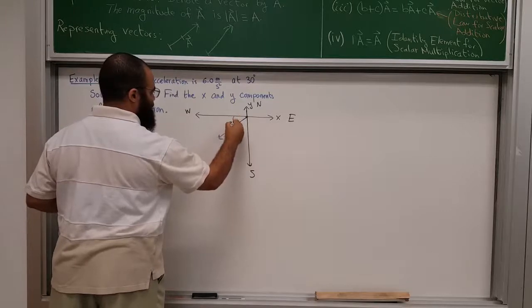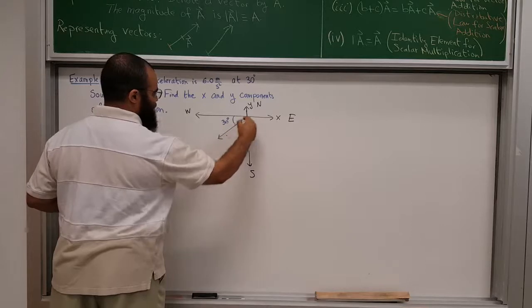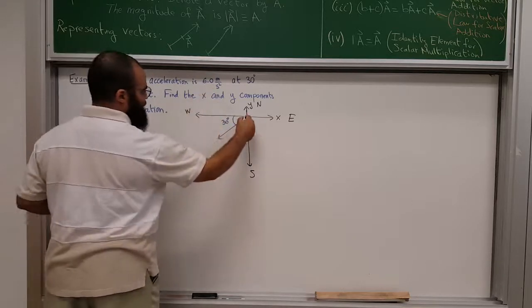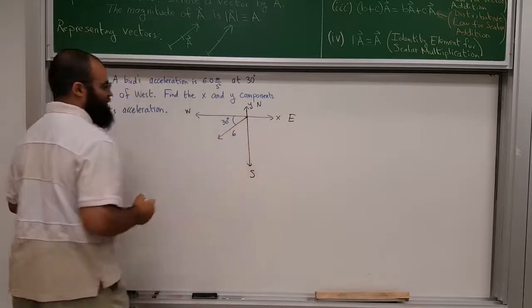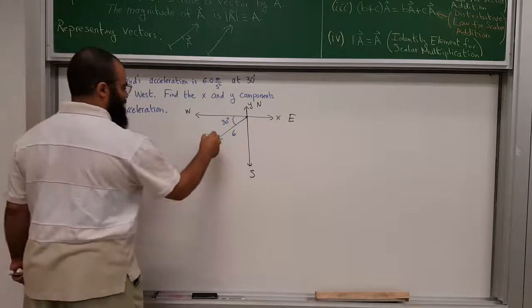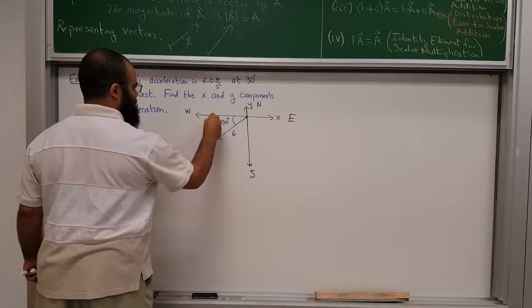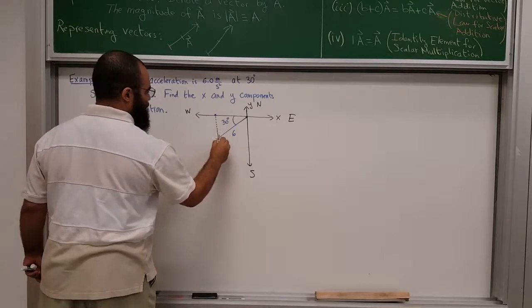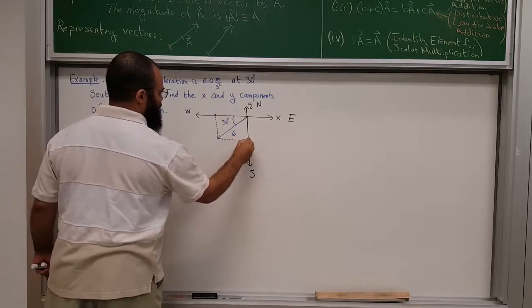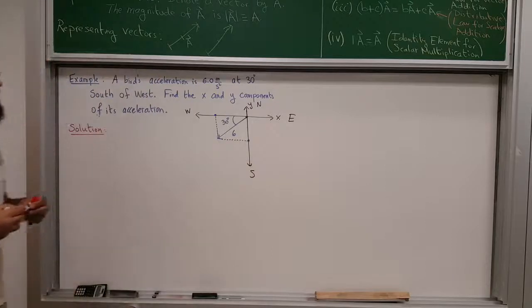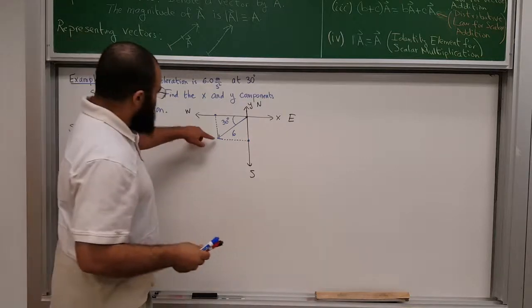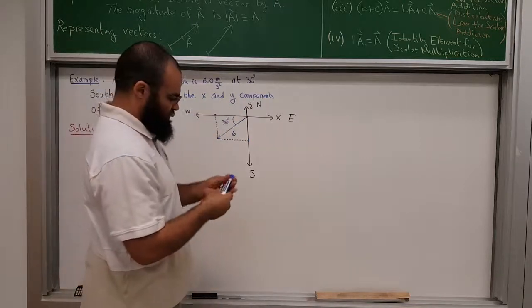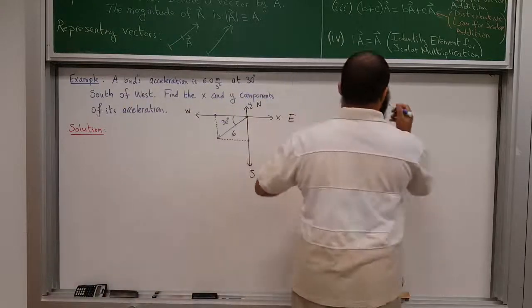This is 30 degrees. And the size of that vector is the magnitude of acceleration. It's 6 units. And the question is, what is the x component of this? What's the x component? And what is the y component of this acceleration? Let me show you basically two ways to do this. First, I'm going to redraw the triangle. I think that is the easiest way.